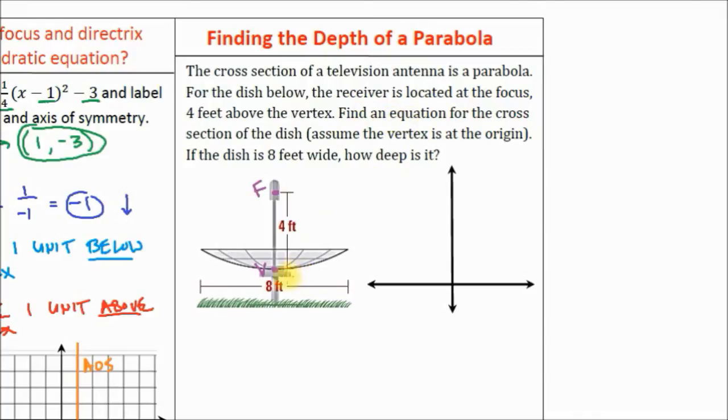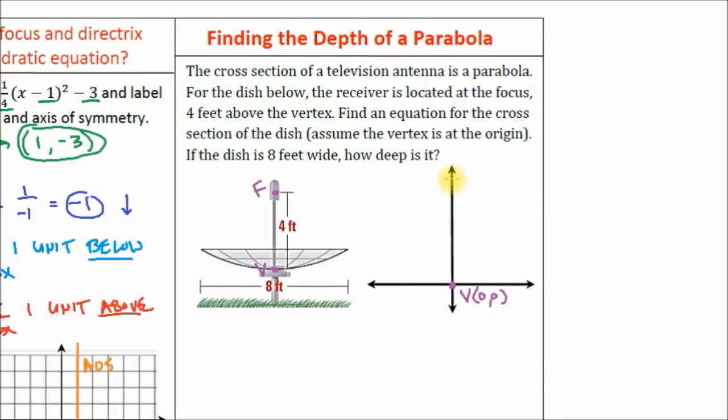Assume the vertex is at the origin 0, 0. If the dish is 8 feet wide, how deep is it? Alright, let's go through this. First thing we're going to do is verify that this is our vertex. It says the vertex is going to be at 0, 0. So I'll put vertex at 0, 0.